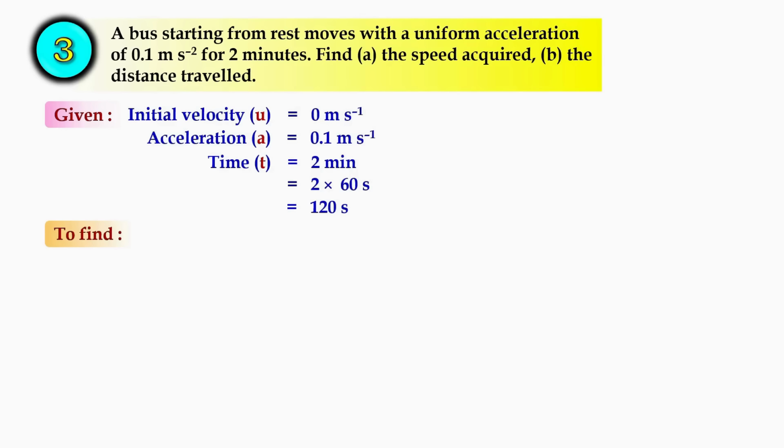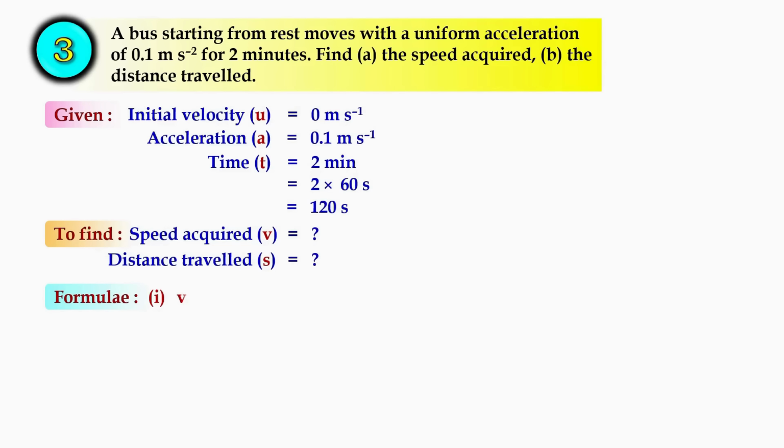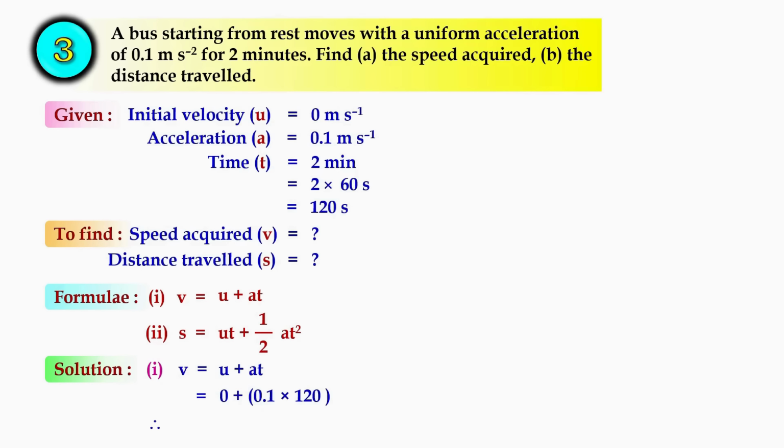First, let us calculate the speed acquired by the bus. We use the equation that relates velocity, acceleration, and time. Final velocity equals initial velocity plus acceleration multiplied by time. Substituting the values, we get 0 plus 0.1 multiplied by 120. This gives 12 meters per second. So the speed acquired by the bus is 12 meters per second.